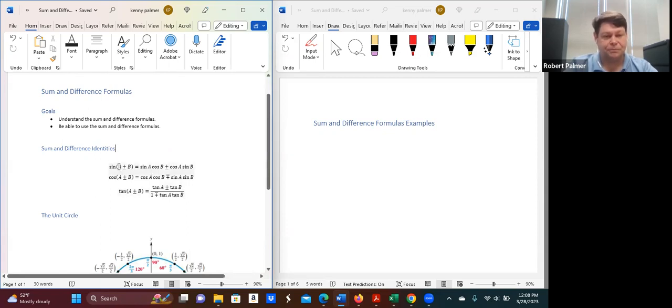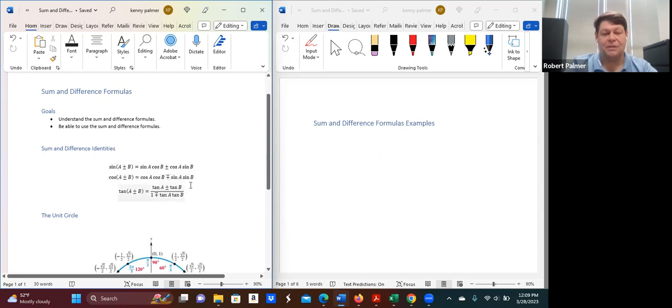Now, let's take a look at the first one, sine. If you notice here, look at the signs, a plus or minus. If it has a plus b, you use the top sign, so I will use a plus here. If it's a minus b, use the bottom sign, a minus here. Notice the cosine is very similar in format, but the signs are opposite. So if you have a plus b, use the minus in the middle. Then if it's a minus b, use the plus.